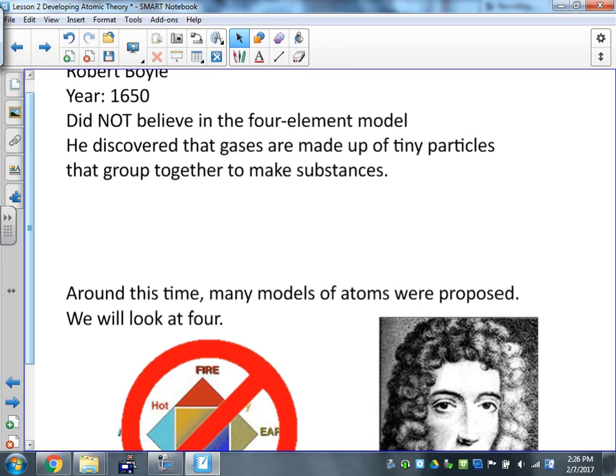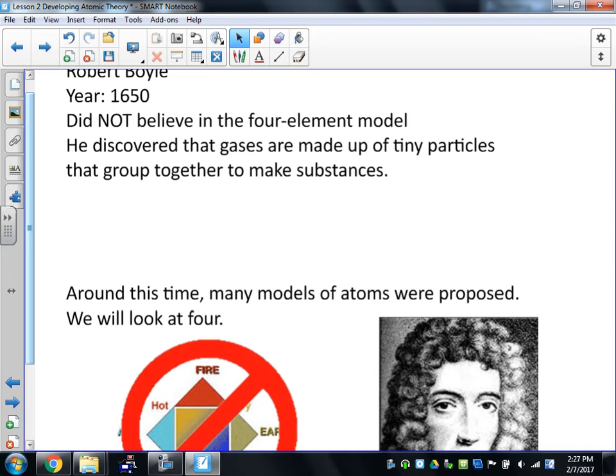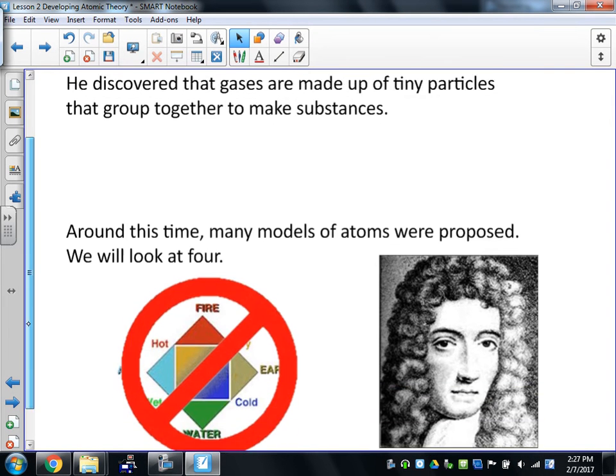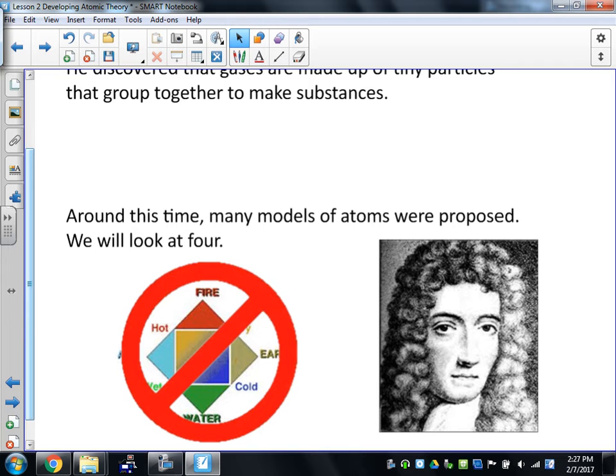And around this time, many models of atoms were proposed. This is when we started getting into, we talked about these guys before, Thompson, Rutherford, guys like that, who came up with lots of different models of atoms at this time. So this is where we start to actually figure out some of the history of the atom. So Boyle, 1650, he did not believe in the four-element model, and this is at about the same time when other people started coming up with theories about the atom.